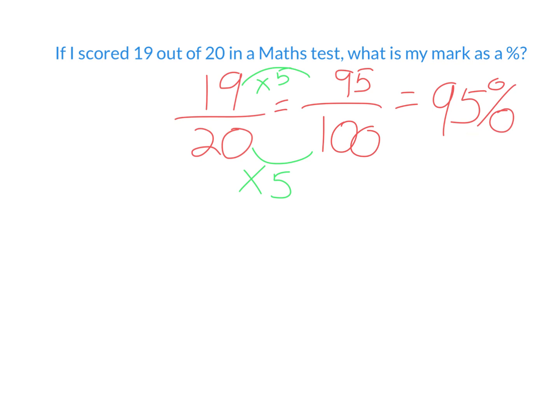So these are the same number. They both equal 0.95. They're just written in a different way.